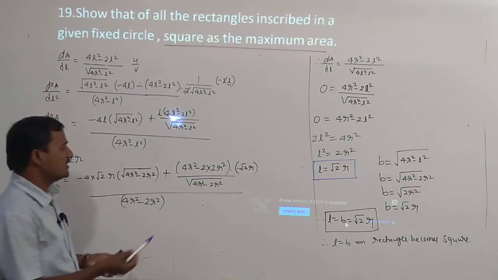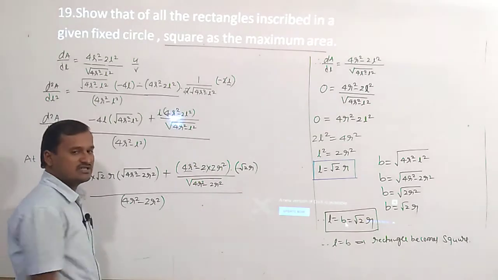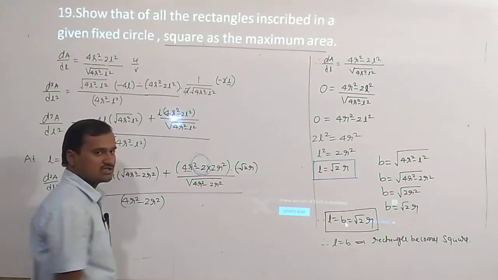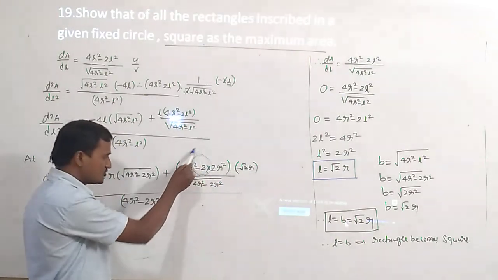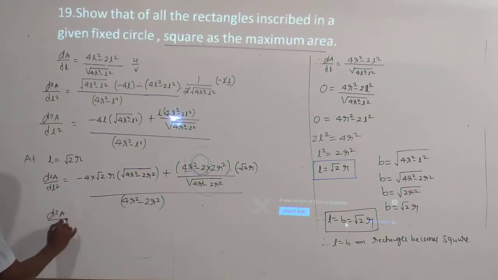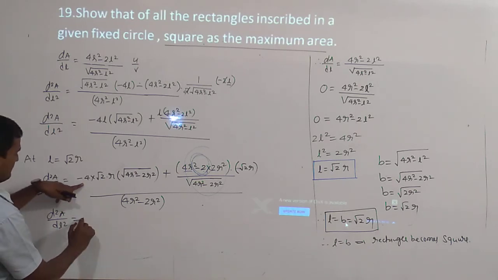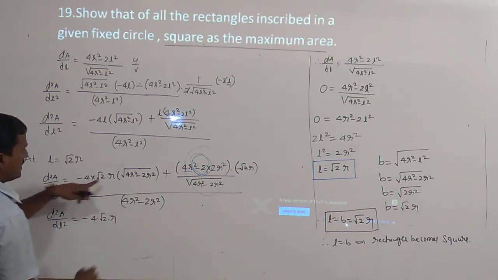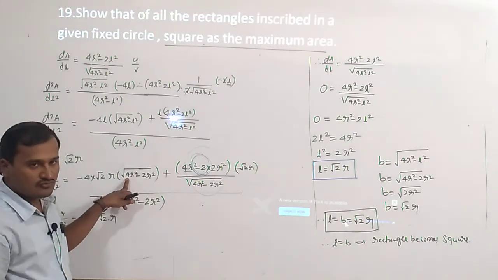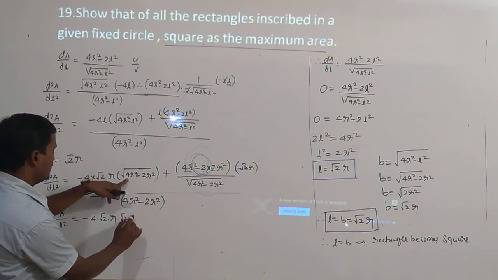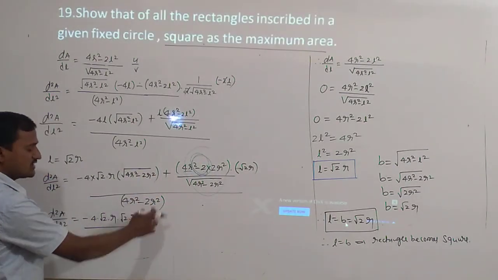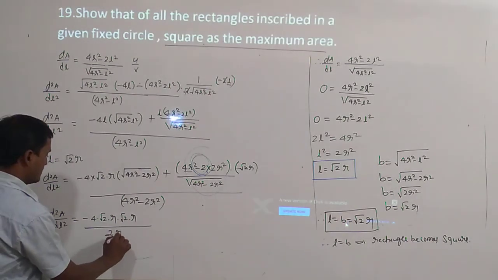Okay, here you should observe, here 4r square is there, 2 into 2 means 4r square. So hence this term becomes 0, and 0 upon this means this total term becomes 0. So here what is the remaining? So clearly d square A divided by dl square is equal to minus 4 into root 2 into r. So here 4r square minus 2r square means 2r square, and root of 2r square means, so here we are getting only root 2 into r. Okay, and this term becomes 0, and here what is the remaining, 4r square minus 2r square means, so clearly it is 2r square.